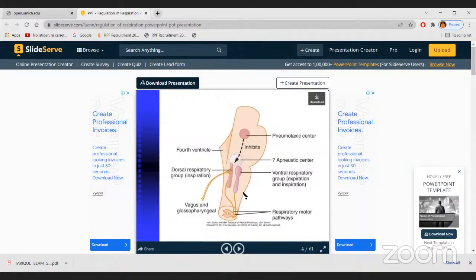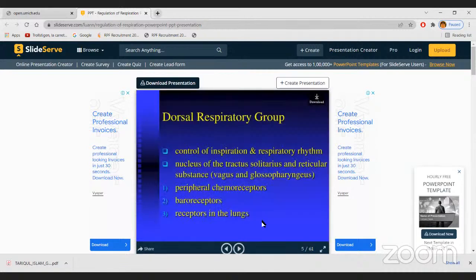This is the image of the vagus nerve. The vagus nerve is very important. The vagus and glossopharyngeal nerves control respiration, through the respiratory afferent pathway. See this in respiration.